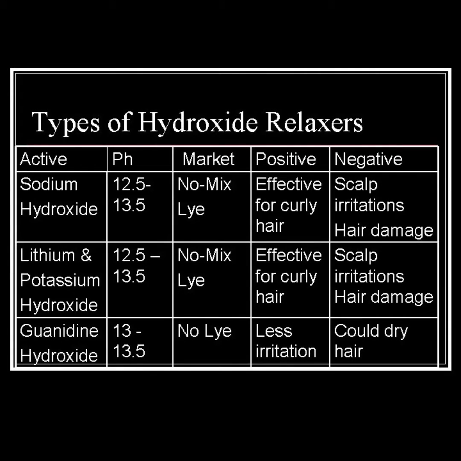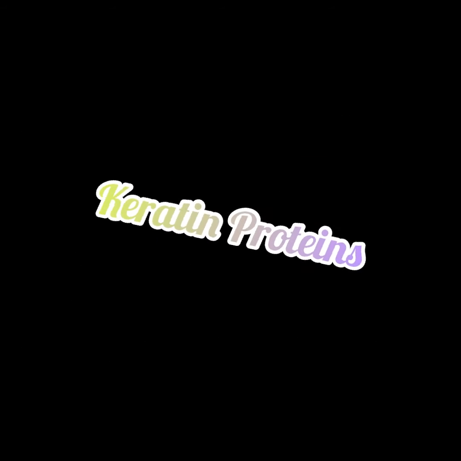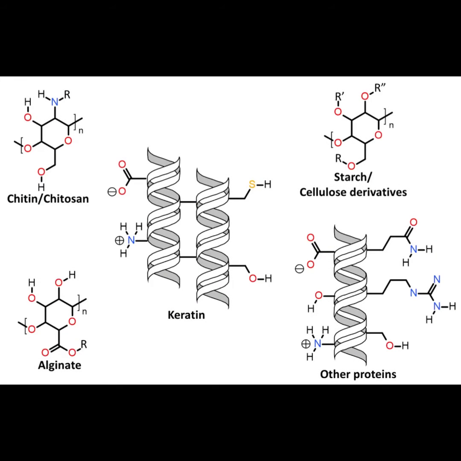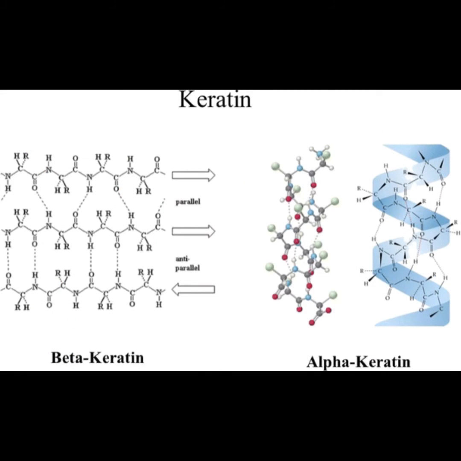Very strong with a pH over 13. The hydrogen ion is the active chemical in the hydrogen relaxer. Long coiled polypeptide chains. Here's also an example of a keratin, beta and alpha.